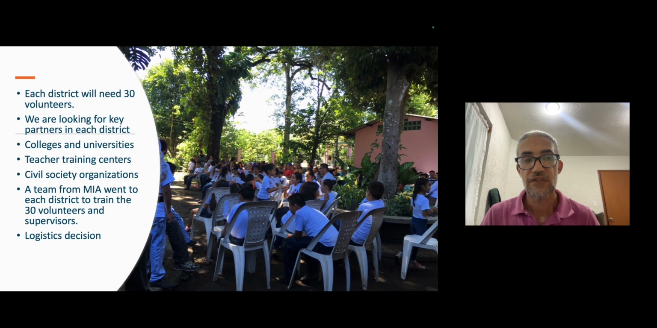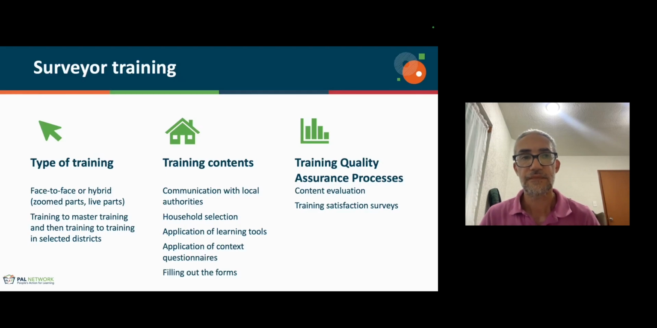The idea from MIA was to create a squad of trainers who move from district to district in order to train the volunteers. And this decision was a logistic decision. We chose this way because for us it was cheaper and quicker to move one squad of trainers and not to use the cascade process.